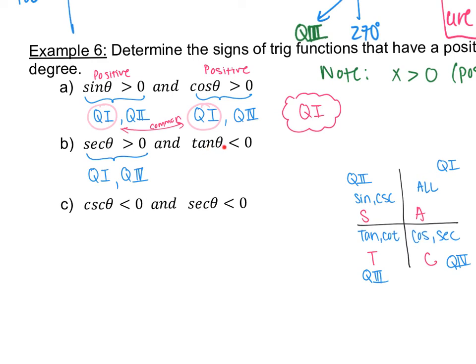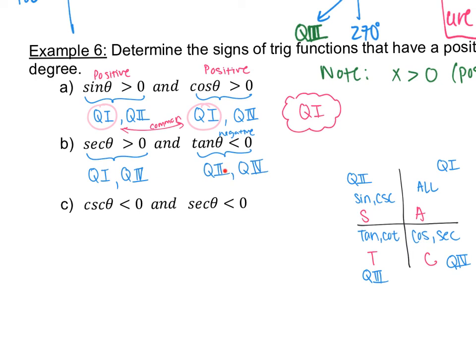Tangent says that it's going to be negative, so we're looking for where tangent is negative. Let's first figure out where tangent is positive and then ignore those. Tangent is positive in the first quadrant and in the third quadrant. That means we don't want to choose the first and the third. We want to choose the opposites so that we can get the negative trig values. So we're going to pick the second quadrant and the fourth quadrant.